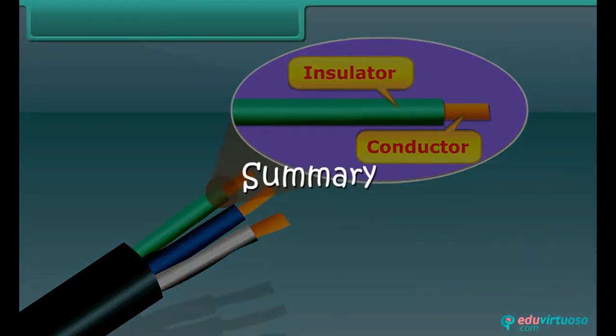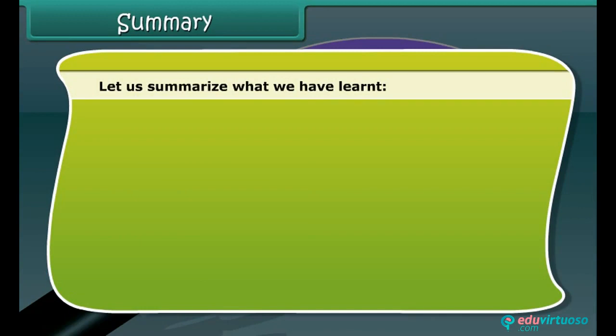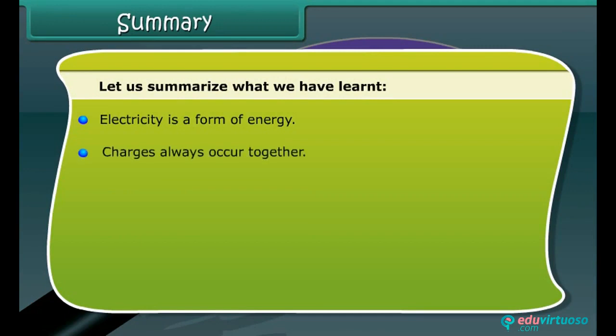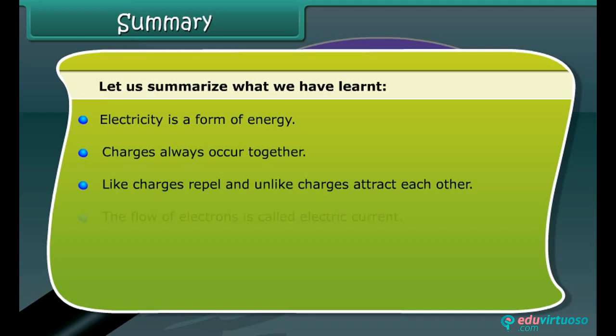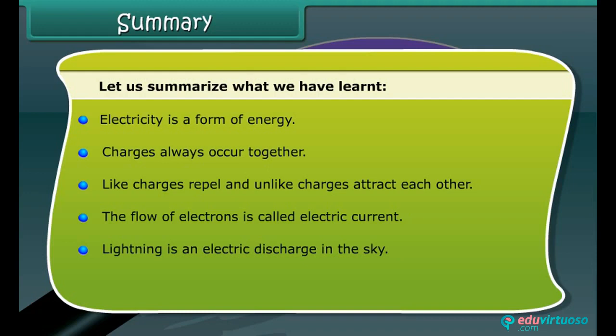Summary. Let us summarize what we have learnt. Electricity is a form of energy. Charges always occur together. Like charges repel, and unlike charges attract each other. The flow of electrons is called electric current. Lightning is an electric discharge in the sky.